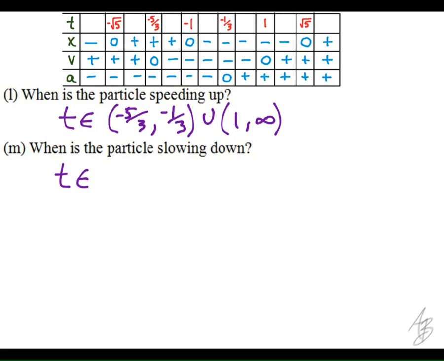The particle will be slowing down when the signs are opposite. Velocity is positive and acceleration is negative on this interval from negative infinity to negative 5/3. And the signs are also opposite on this region here from negative 1/3 to 1, where the velocity is negative and the acceleration is positive. That means it will be slowing down on that region also. And that's it.